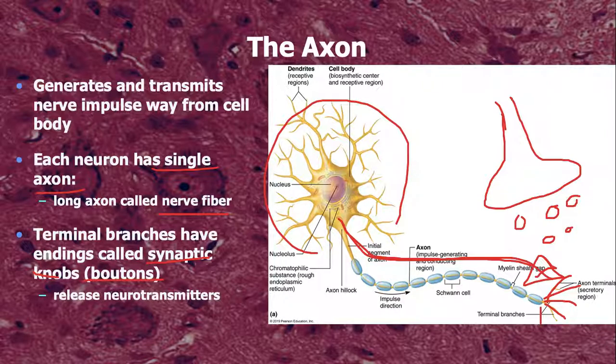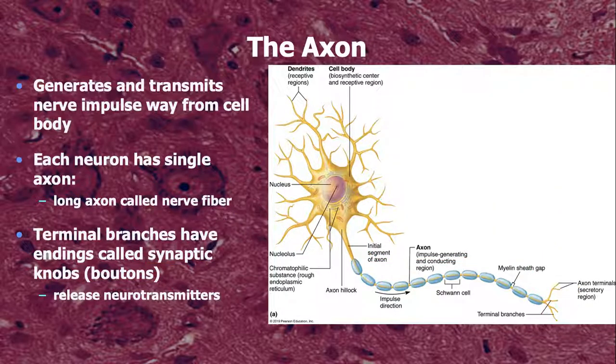All right. So far, so good? So the axon is what causes the action. The action potential is going to start here in the base of the axon and then get carried all the way down. Other questions?